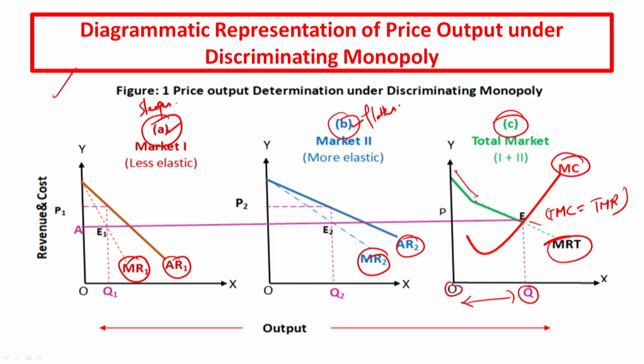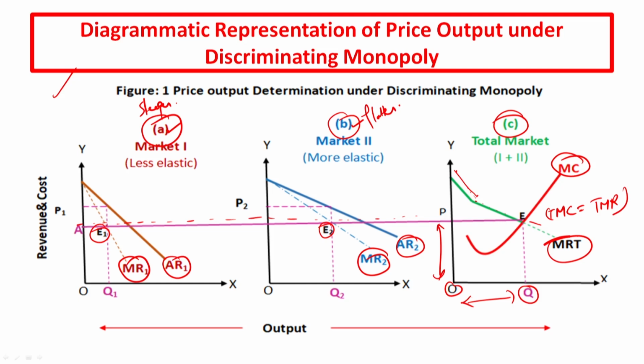This is the equilibrium output and this is the price. That means the monopoly is able to produce this much quantity at this much price. So you are going to take this point and touch it like this. That means this marginal cost line will cut the market 1 marginal revenue at point E, and it will cut the market 2 marginal revenue at point E2. At these respective points, it will give the individual market price and equilibrium output.